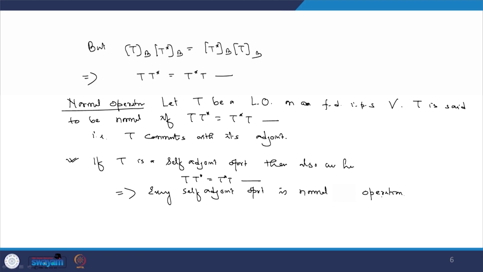What about a unitary operator? For a unitary operator, U into U star is equal to U star into U equal to identity. So this implies here also U commutes with its adjoint, U is also a normal operator. So every unitary operator is also a normal operator, and every self adjoint operator is also a normal operator.